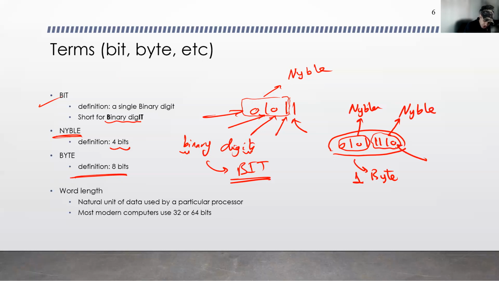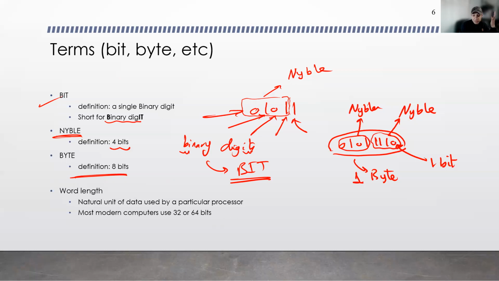And each nibble is just 1 bit. Word actually has many definitions, and it's not a standard. So byte is 8 bits all the time. But the word length is basically based on the system that you are working with, the processor itself.